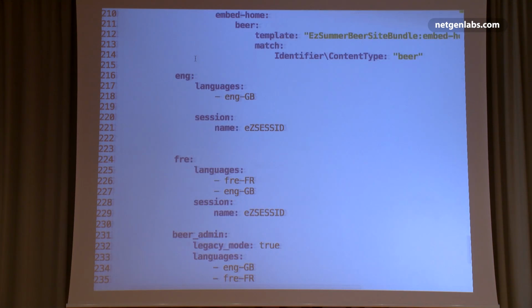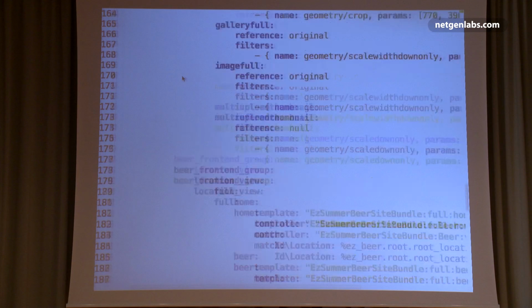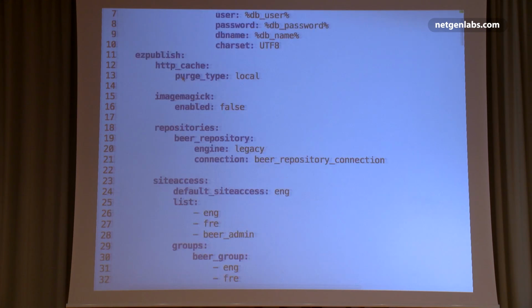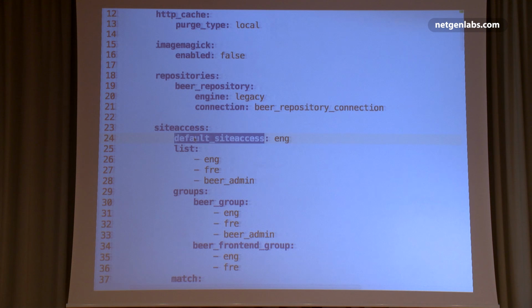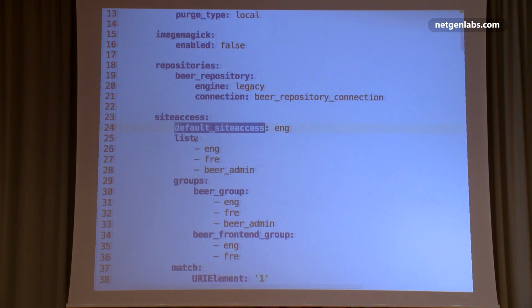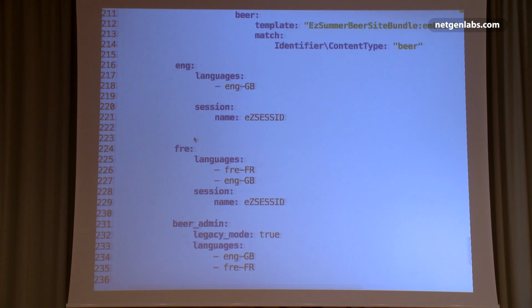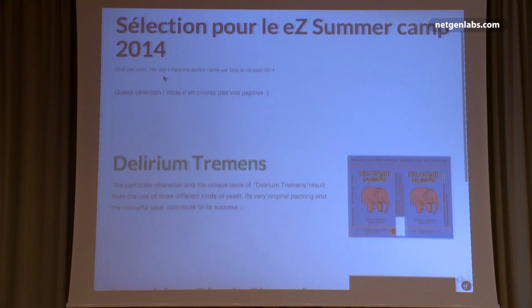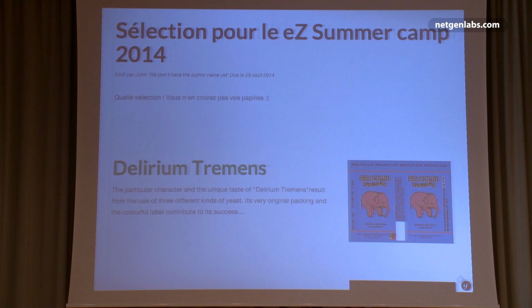you can see it in easypublish.yaml for the language fallback. You see here for ENG. ENG is the default site access. It's already configured on the top of the file. Here, default site access ENG, meaning that if you don't specify it in the URI or whatever the matching is, this is the one which will be used. And for the FRE, you can see that we have two languages. First is the prioritized one, and then we fall back to English. So this is how we get here the translated content for the article, but the content for the beer itself is not translated yet, so you get it in English.